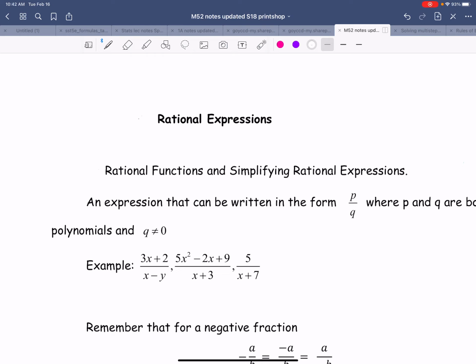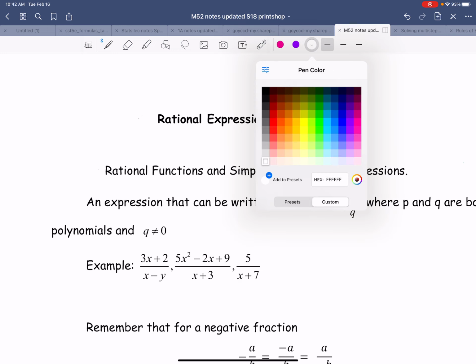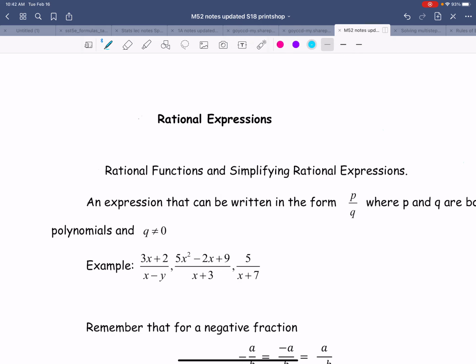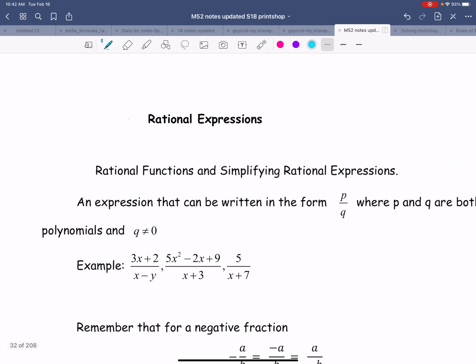In this video, we are going to focus on rational expressions and their domains. A rational number is a number that is written in the form of P over Q, where P and Q are both integers. For rational numbers, P and Q have to be integers, but for rational expressions, P and Q are polynomials and Q is not equal to 0.